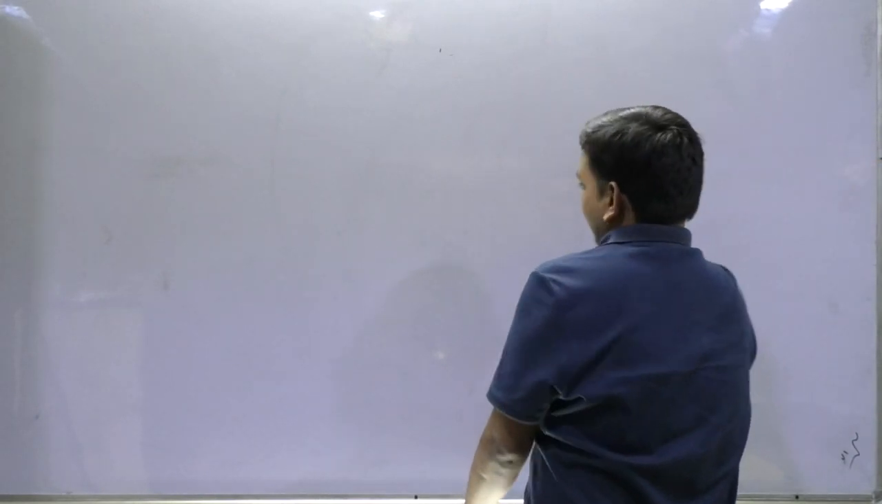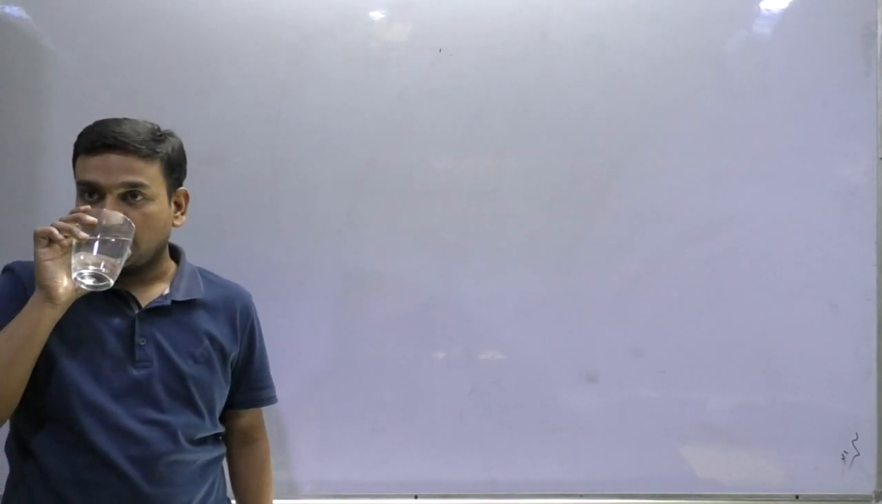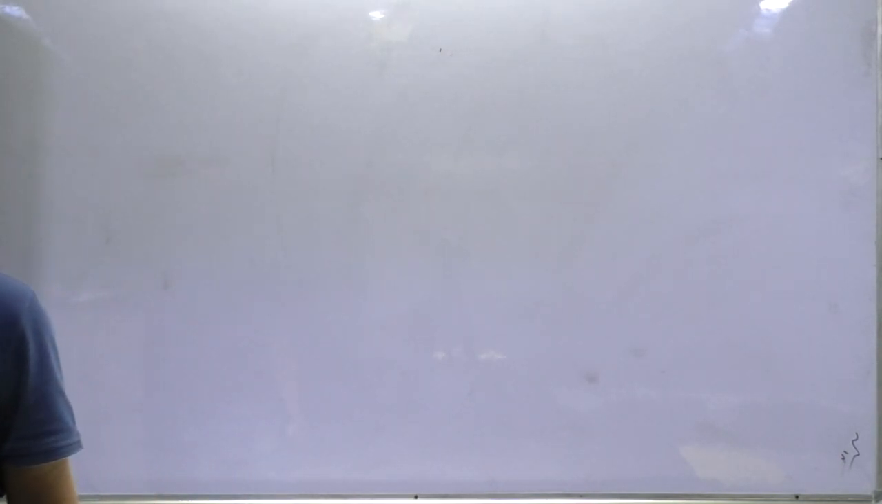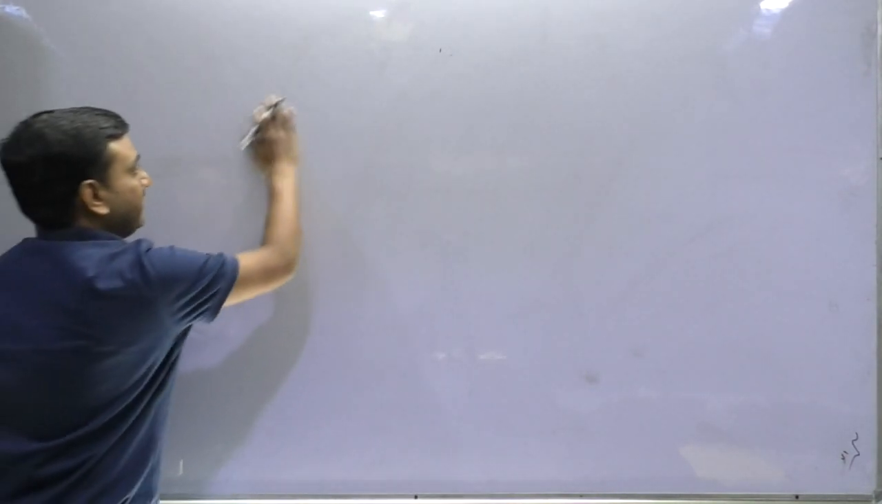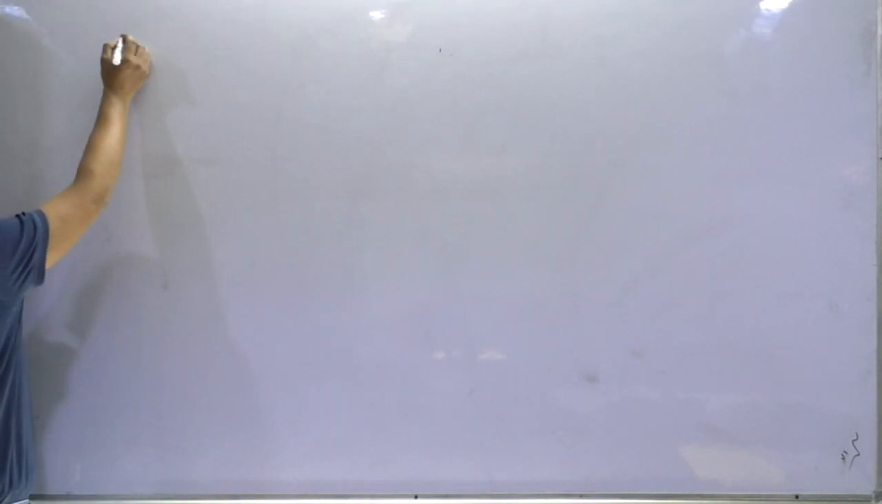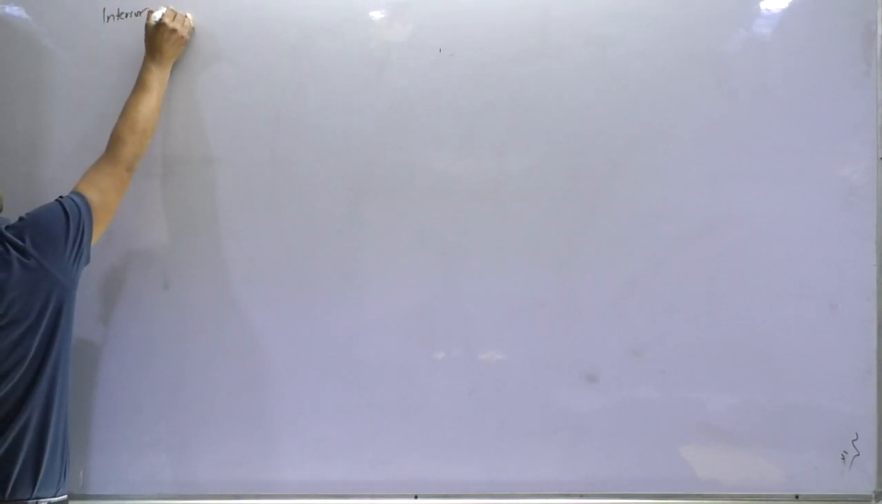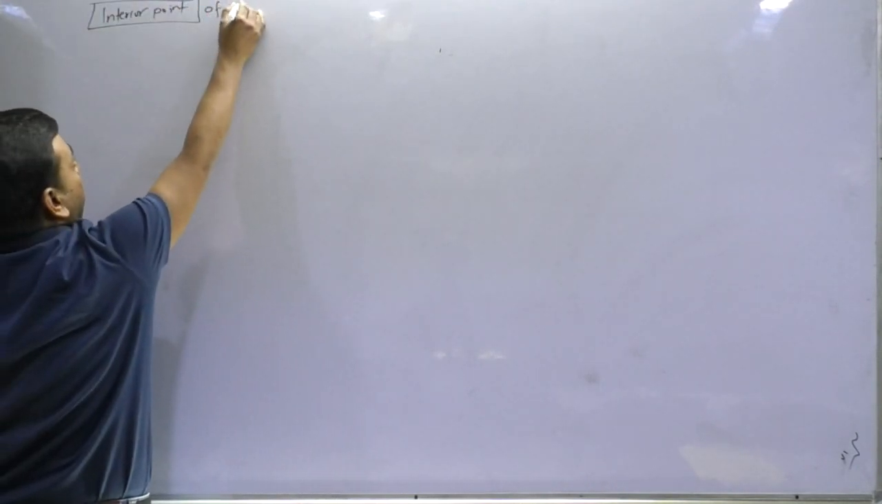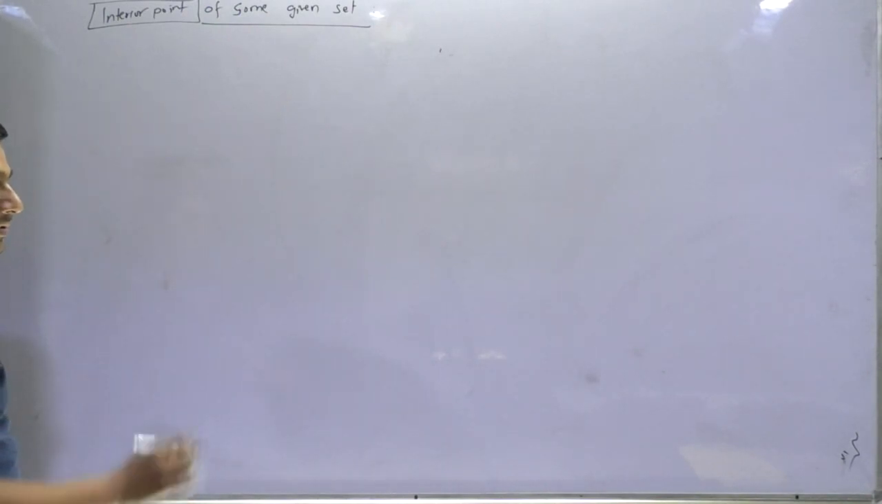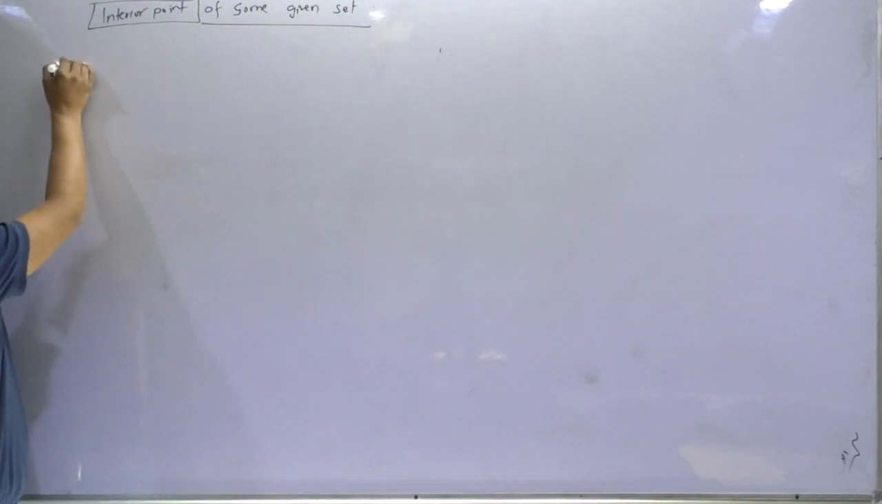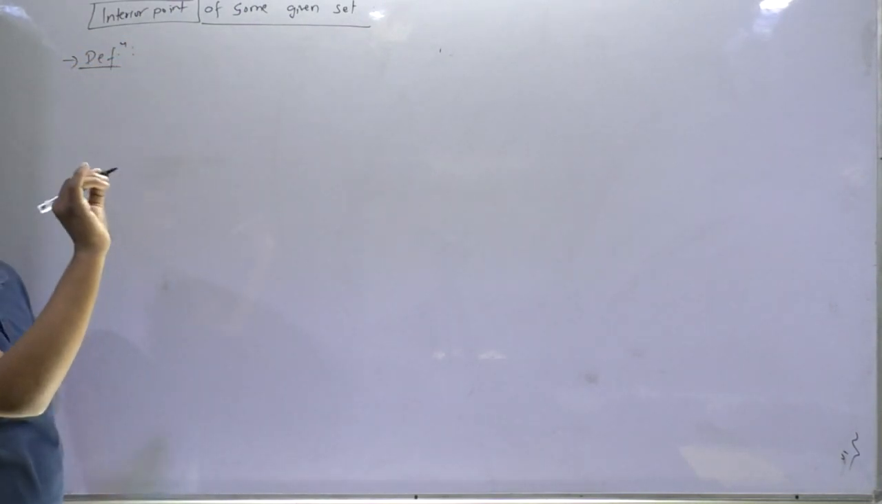Now we move on to our concepts. And what are those concepts? With the help of the open ball, I will define everything. So one by one, let's start. The first one is the interior point of some given set. What is the definition? People who attended lecture 1 know why I am focusing so much on the definition part.